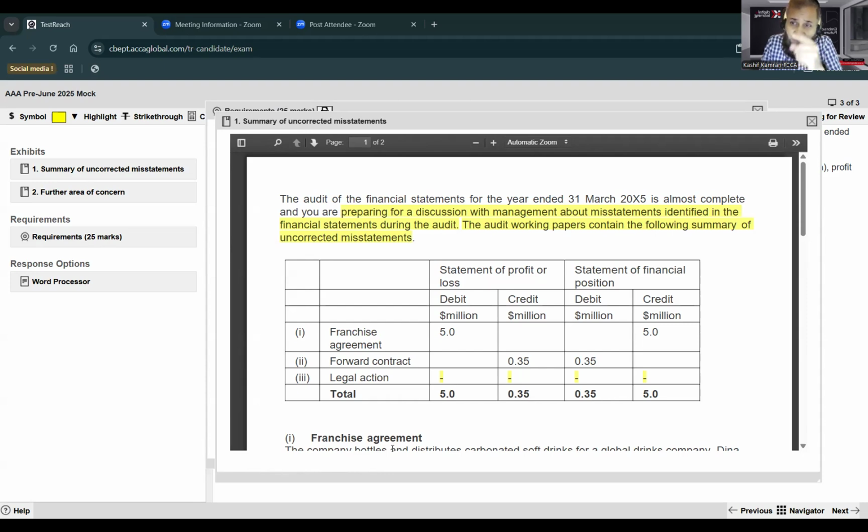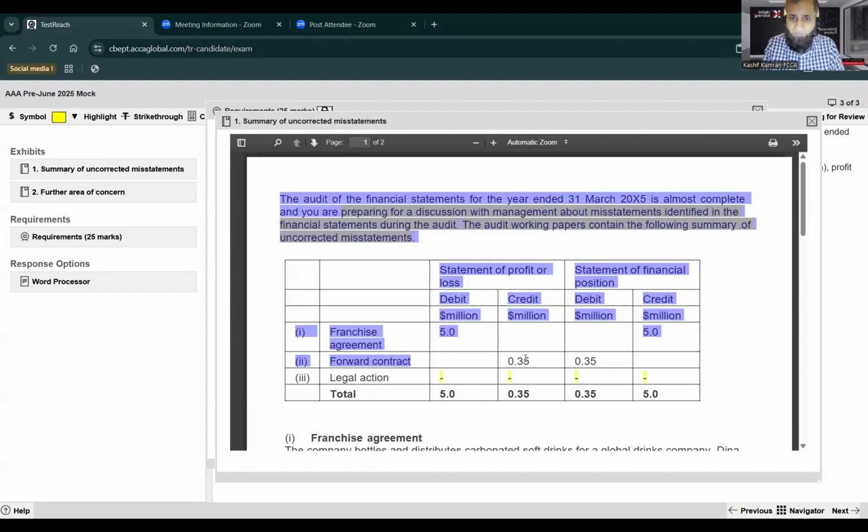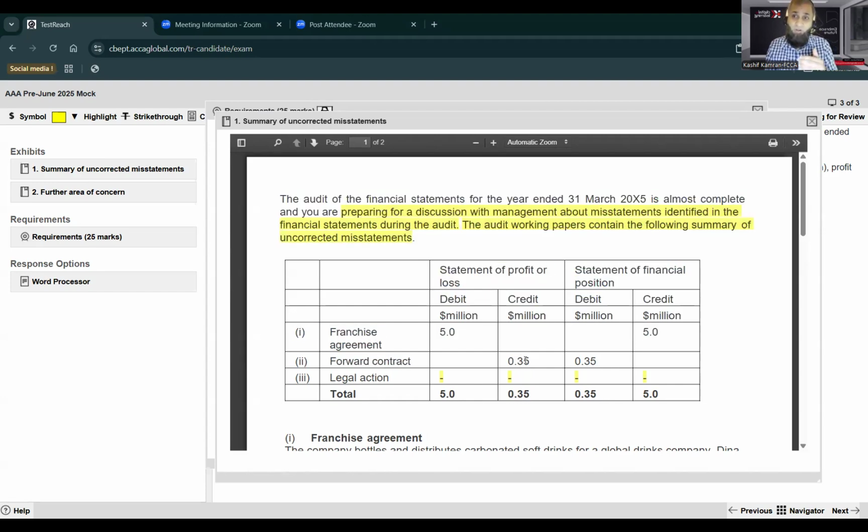And what about 0.35 million? In 0.35 million, we are saying credit the P&L. So that means the profit is understated because this is a help to your profit, right? $0.35 million is a help. So management has not recognized something in the profit. So 0.35 million means the profit is understated currently.